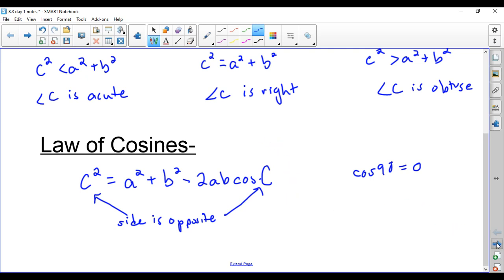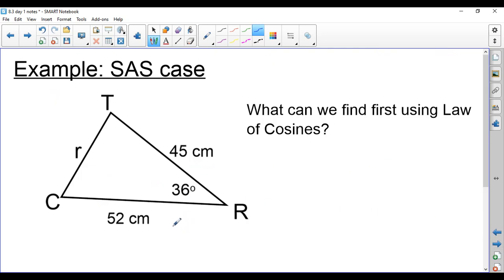Here's an example where you can use law of cosines. Here we have side, angle, side. We could not use law of sines for this because we do not have an angle and side opposite of each other that we know both of to plug into one of those ratios. What we want to do is figure out what we can find first using law of cosines. We have side, angle, side. We can plug in to find the side that is opposite that angle.